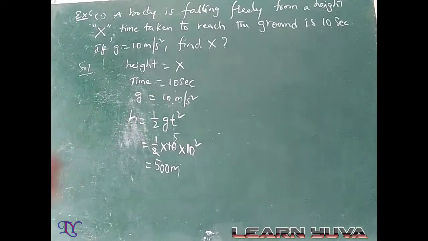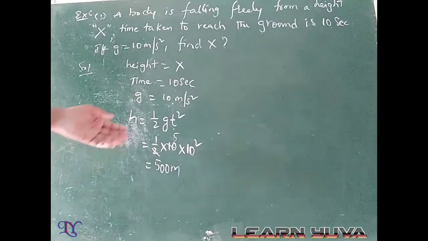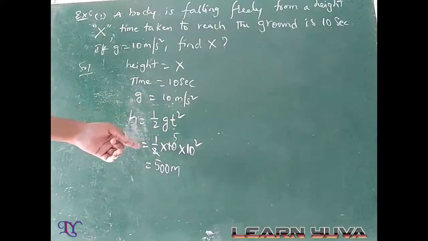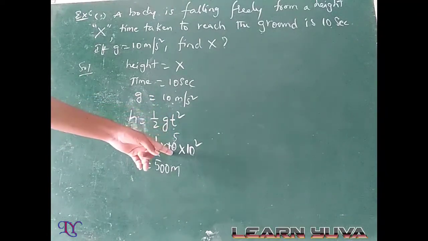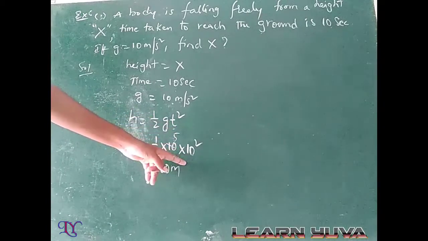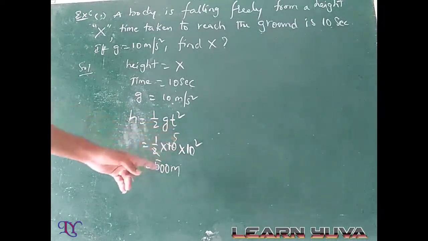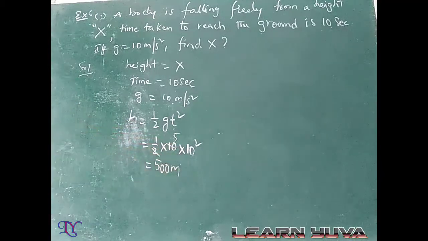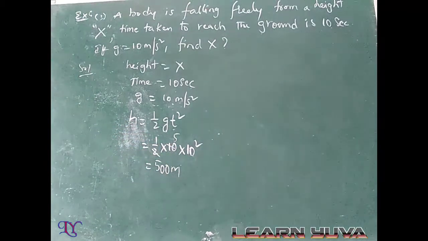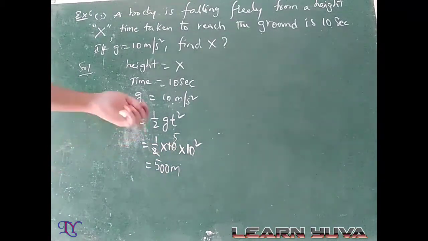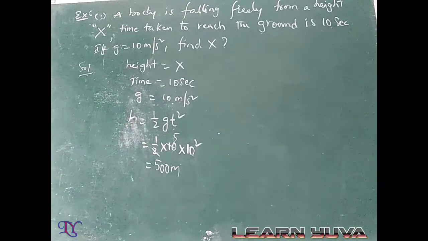Okay. Then h is equal to, we have the formula half gt square, half into g value 10, t value 10 square. 2 ones, 2 5s. 10 square means 100, 5 into 100, 500 meters. Okay, this way we can do this. Any doubt?